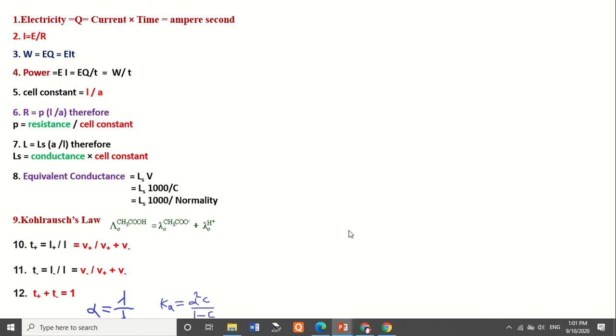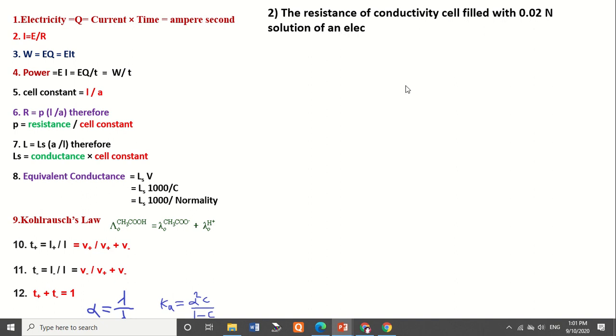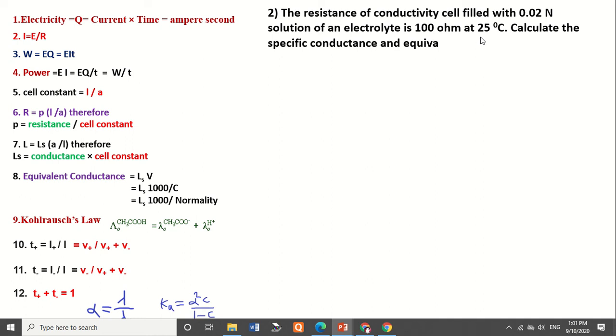The second problem. The resistance of a conductivity cell filled with 0.02 normal solution of an electrolyte is 1000 ohm at 25 degrees Celsius. Calculate the specific conductance and equivalent conductance if cell constant is 2.06 per centimeter. That is a correction, the unit is per centimeter.